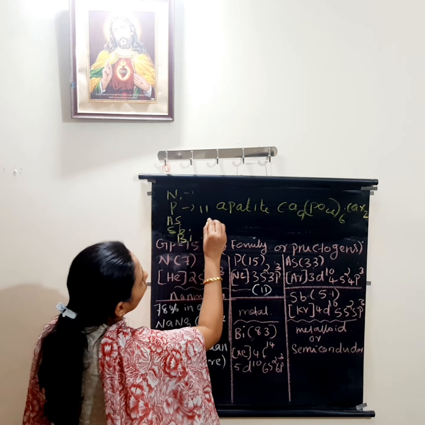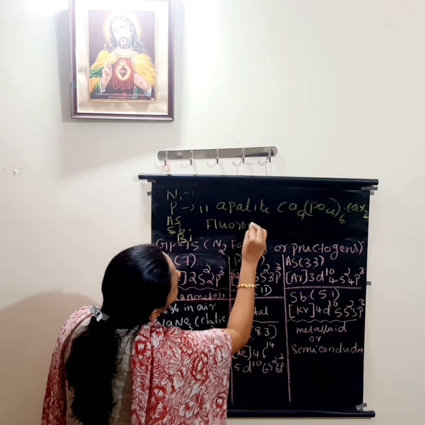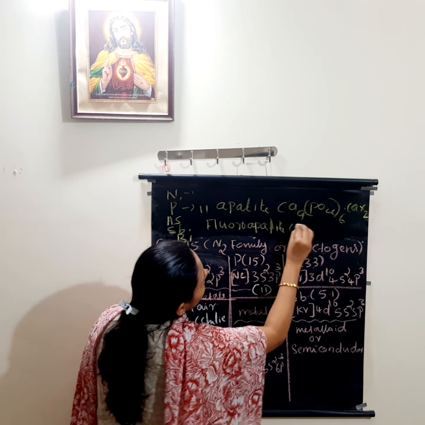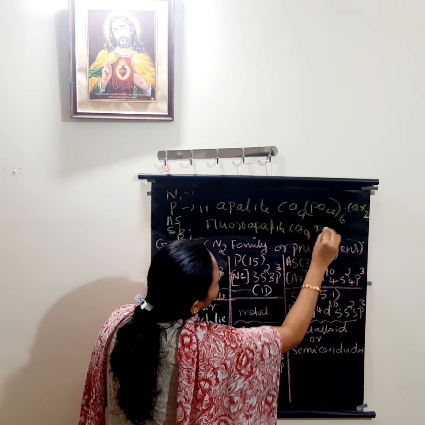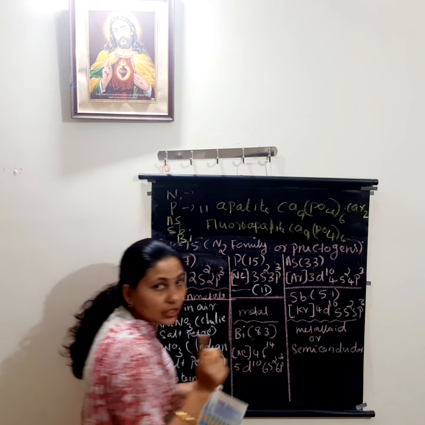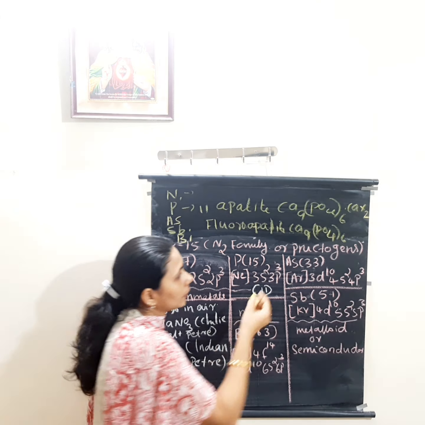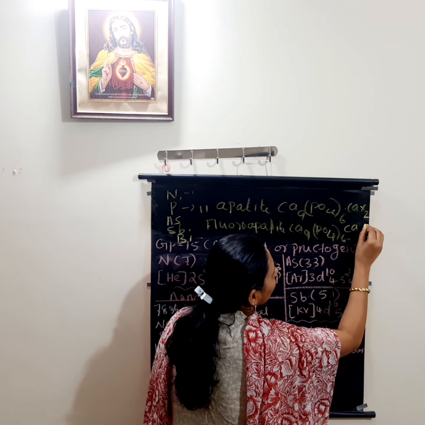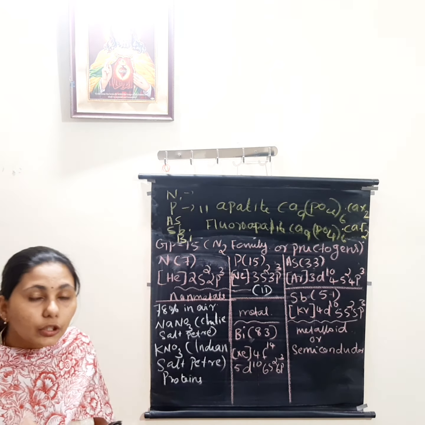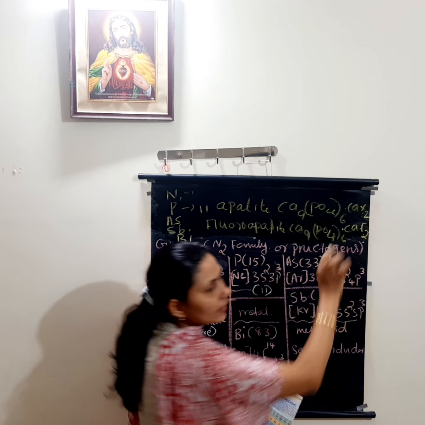Okay, so fluoroapatite. Fluoroapatite means how we can write the formula Ca9(PO4)6. Here, nothing changes. Only what will be changed? The X will be changed. Here fluorine means X will be fluorine. CaF2. So that is known as fluoroapatite. If it is chloroapatite, what will we change? In the place of X we will write the halogen.